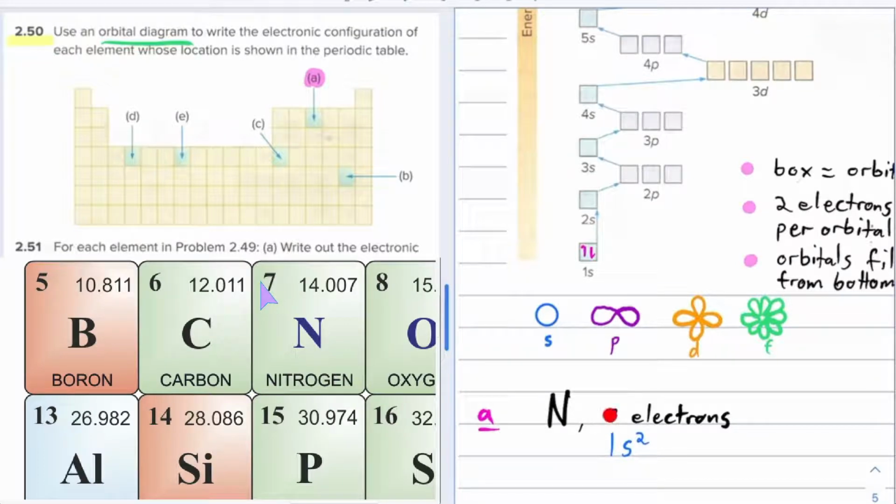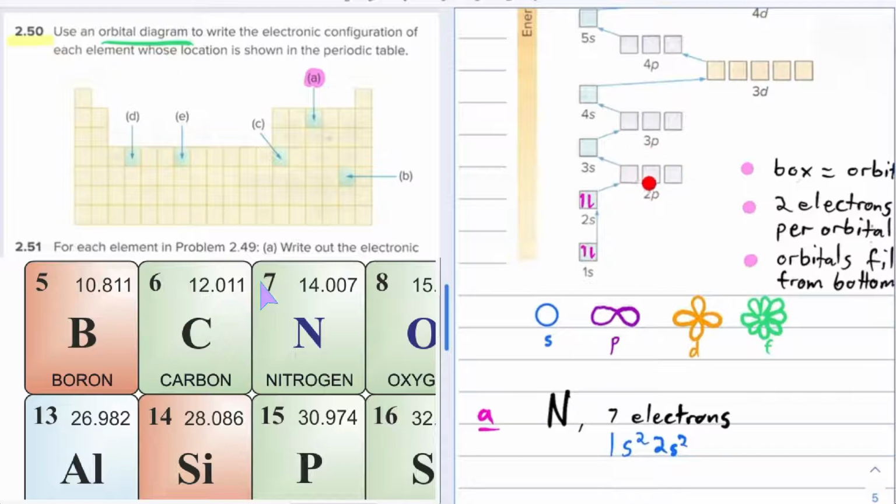How many more electrons do we have to go? We need to put in 7, and we've already put in 2. Then 3 and 4 go in the 2s orbital, so we write 2s2. And then 5, 6, 7. So these 2p orbitals are going to get 3 electrons.